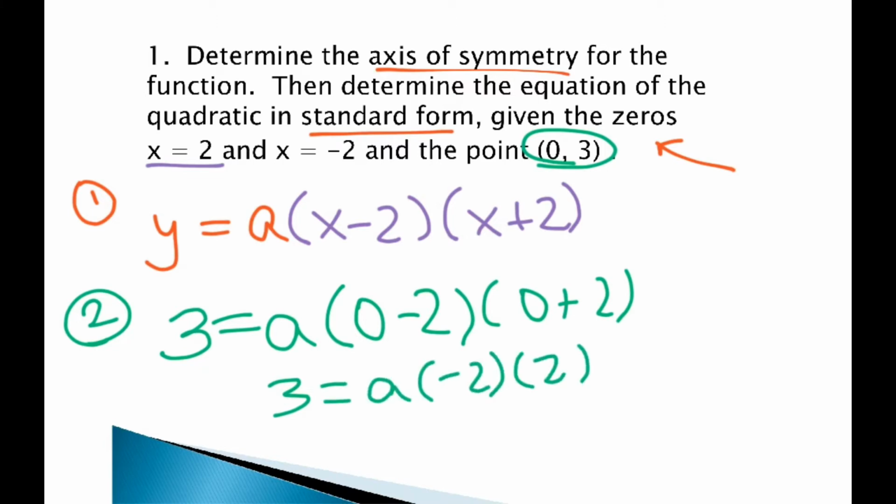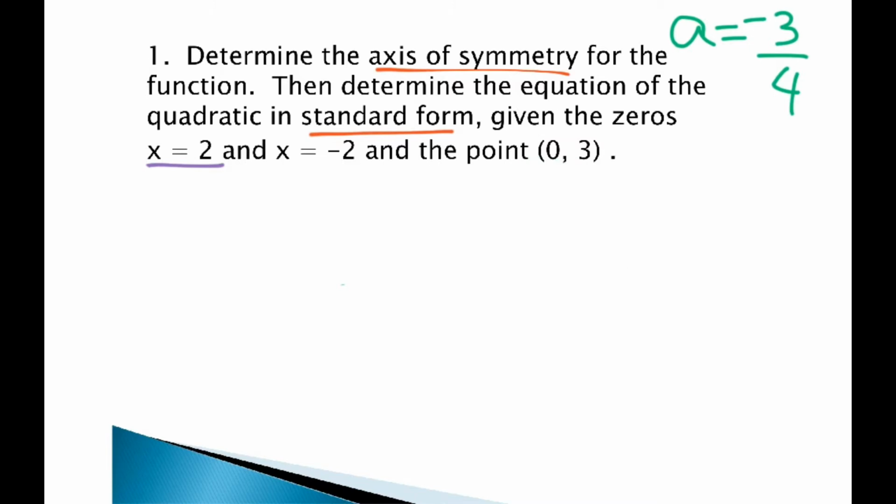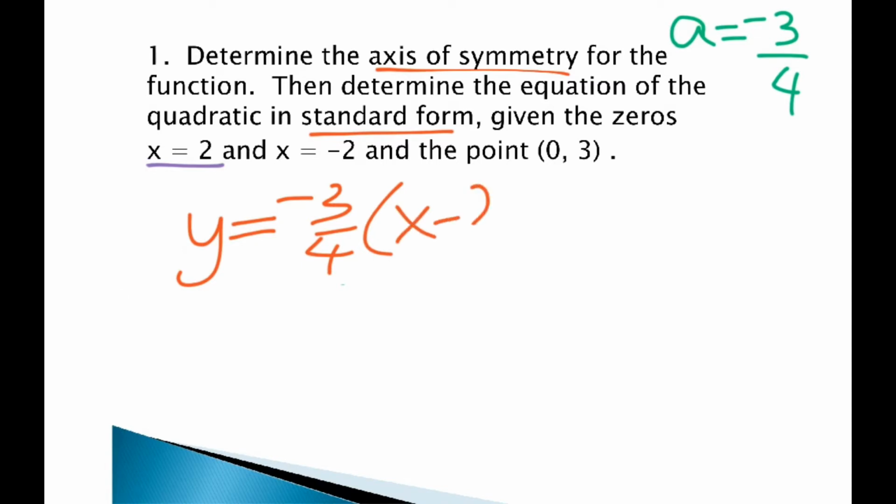So what I've got is 3 is equal to a times negative 2 times positive 2. So I've got negative 4a is equal to 3, and so a is equal to negative 3/4. So now that I know that a is equal to negative 3/4, I can write my new equation. Y is equal to negative 3/4 times x minus 2 times x plus 2.